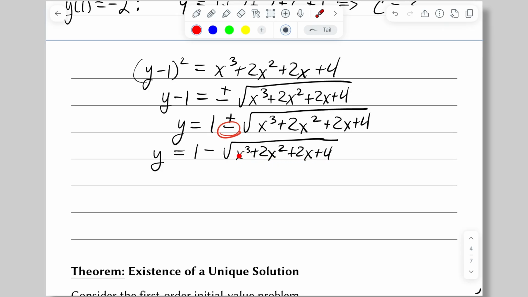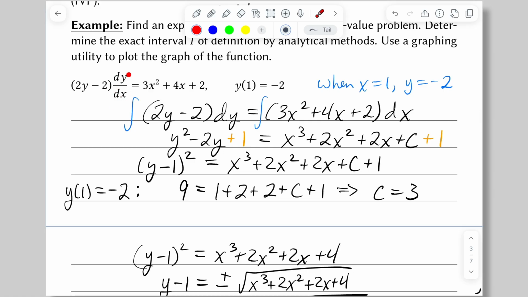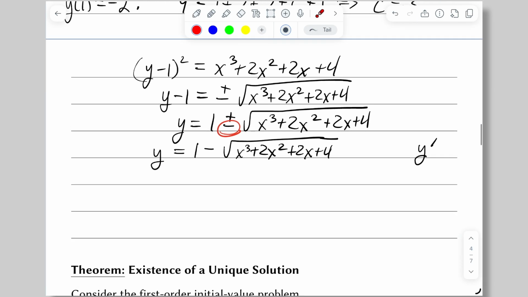Now, as far as an interval of solution, we need values of x that will make the radicand non-negative. But additionally, we have to remember that this came from an equation where we have a dy dx. So for y prime, we'd have that radical in the denominator. So ultimately, what we need is that x cubed plus 2x squared plus 2x plus 4 is greater than 0. I encourage you simply to differentiate this function y to convince yourself why we have a strict inequality.